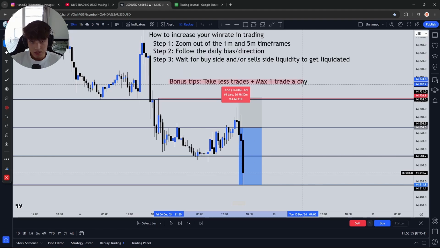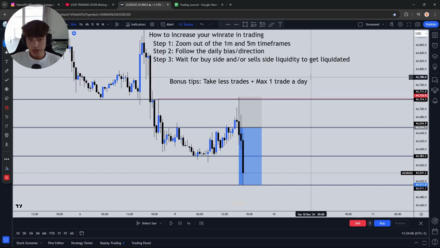So some bonus tips. Take fewer trades. Once I started taking fewer trades, my win rate increased basically. You have to think of it like this: in trading, you don't get paid for the hours you're on the charts. You get paid for the quality hours you're on the charts. You get paid for the quality decisions you make, right? The more trades you take does not equal the more money you make.